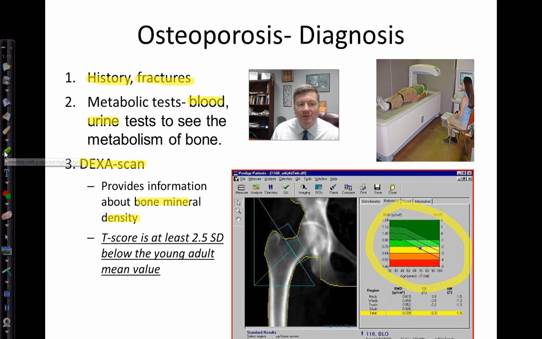You see also you can come up with a calculation called a T-score. A T-score is actually used to compare someone's test results versus a national mean or an international mean. And if someone is 2.5 standard deviations below the average young adult, then they are considered to have osteoporosis even if they've not had a fracture.